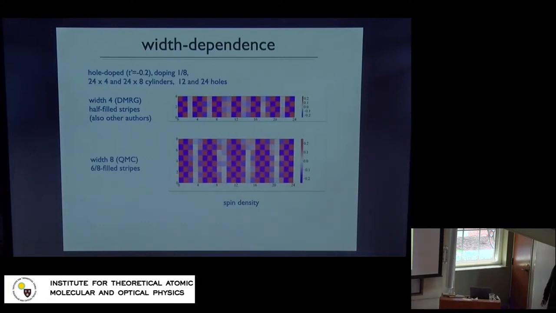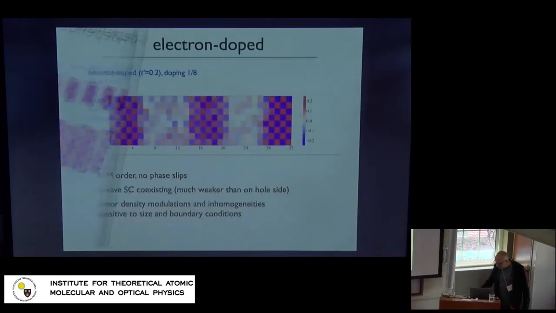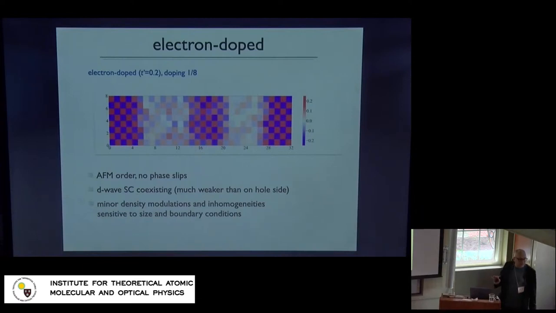But as Philippe showed in his simulations, it seems that the competition between the various stripes is actually going away, and that would not be consistent with what we see here. It should be less dependent on what we find. So please accept that here we have a question mark of what we should say, and we are working on that. Let me jump to the electron-doped results, because I don't know that much about it. There I can just say we find that the D-wave coexists with AFM, no phase slips, but how reliable all that is, we still have to see.